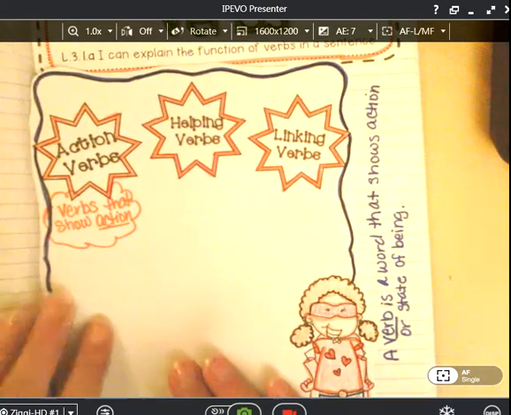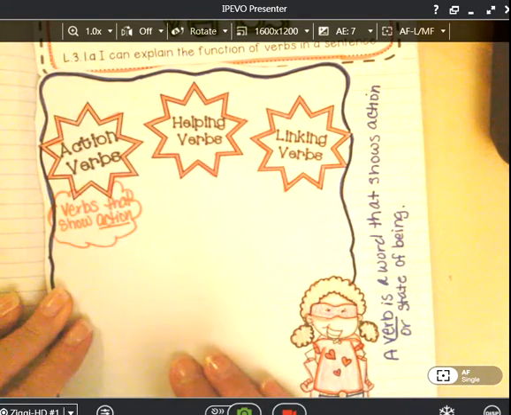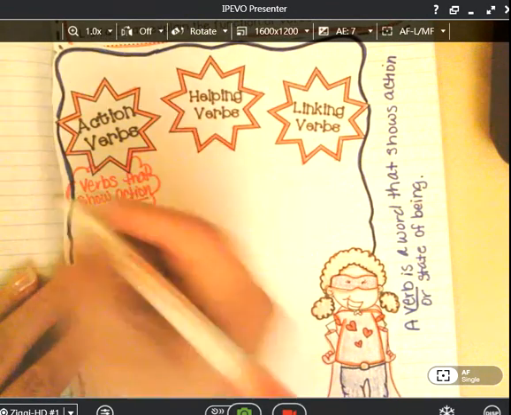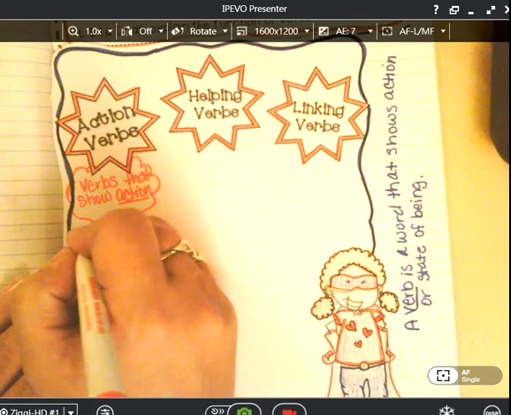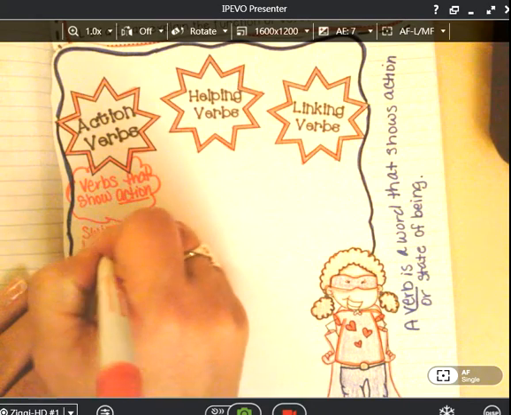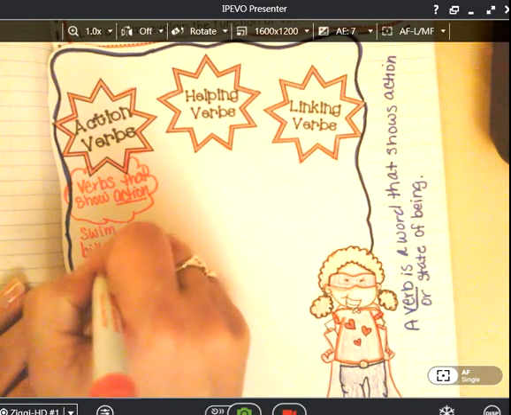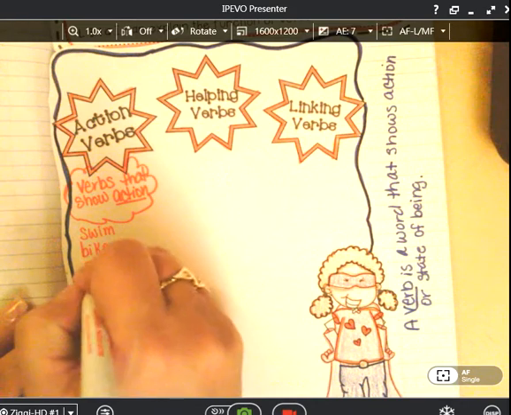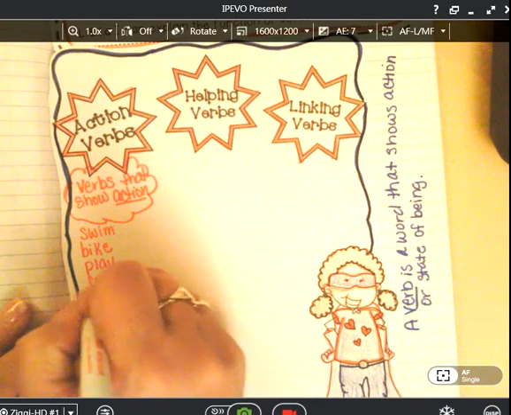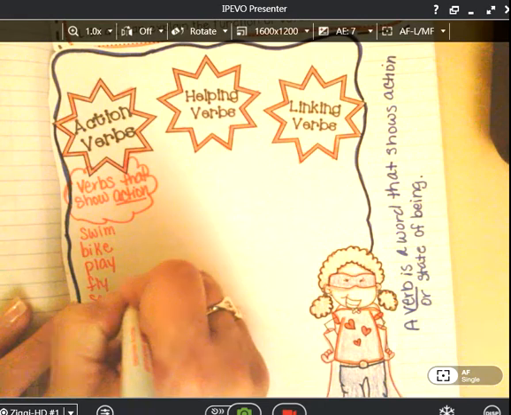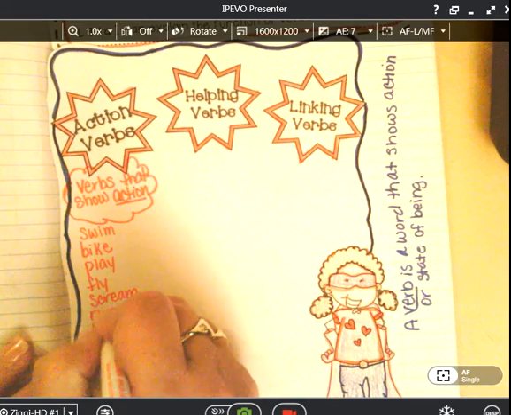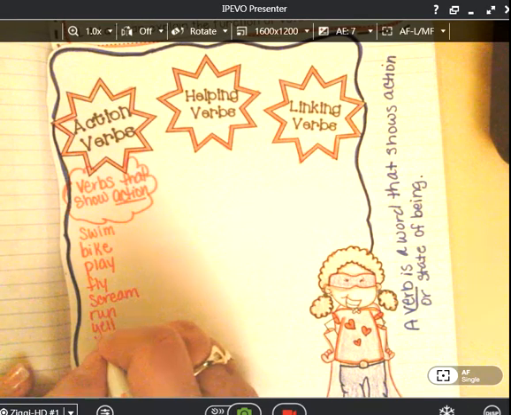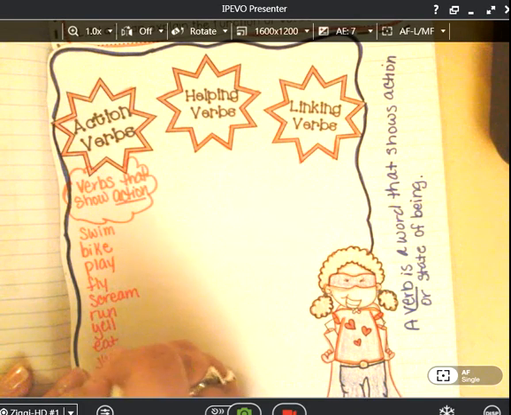Right, like that. And some of the action verbs that we can put down here would be something like swim, bike, play, fly, scream, run, yell, eat, jump. Okay?